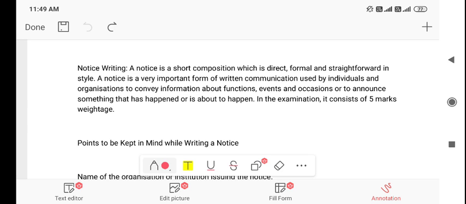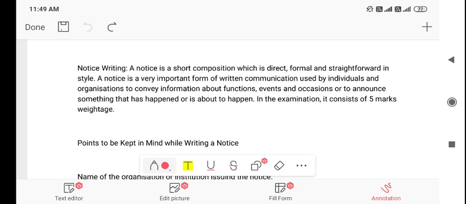So today we are going to start notice writing. You all must be knowing what notice writing is, because it is generally in the syllabus of class 6 to 8. So if you are in class 9, there is a possibility that you must be knowing what notice writing is. So let's start notice writing.